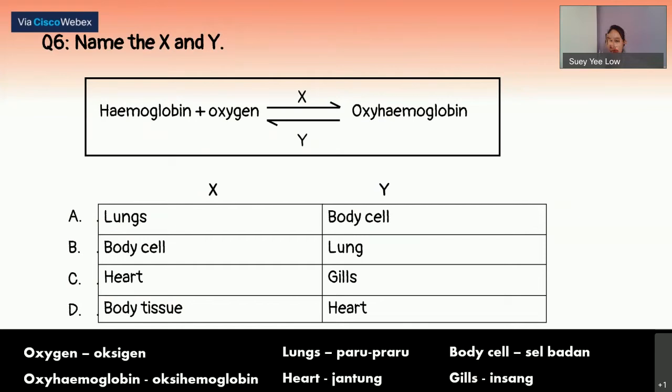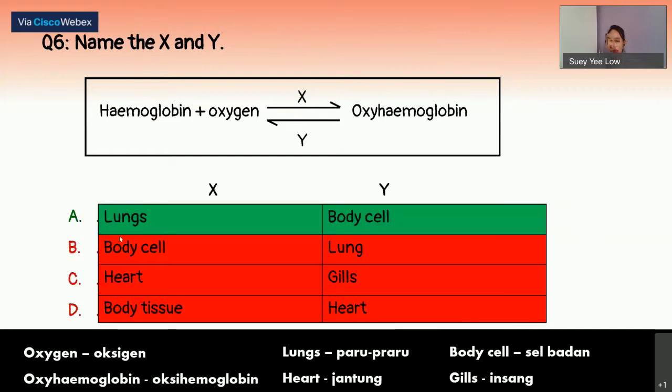So what is the answer for this? X is probably your lungs, because it's the place where you get oxygen. Your lungs will combine oxygen and hemoglobin to form oxyhemoglobin. Then when your body cells need to use the oxygen, they will split it out.